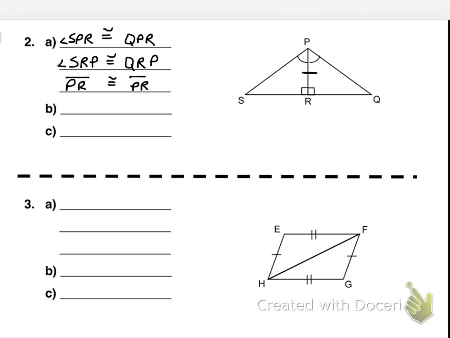So, what do we have? We have angle, side, angle. We have a side included between two angles. So this is angle, side, angle congruency. So that proves then that triangle SPR is congruent to triangle QPR.